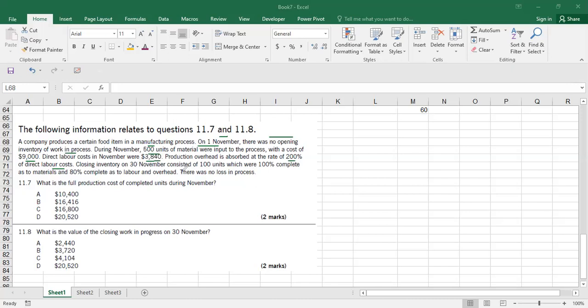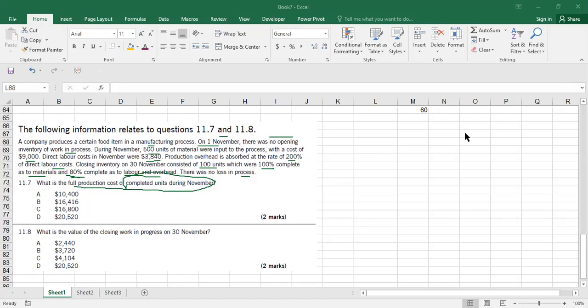Closing inventory on 30th November consisted of 100 units. So you have got closing inventory of 100 units, which were 100% complete as to material and 80% complete as to labor and overhead. There was no loss in process. Now, what is the full production cost of completed units? They ask you the full production cost of the completed units.